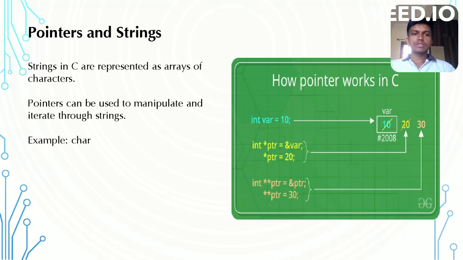Next is pointers and strings. Strings in C are represented as arrays of characters. Pointers can be used to manipulate and iterate through strings. Pointers play a crucial role in string manipulation. A pointer to the first character of a string can be used to access and manipulate the entire string. Functions like strcpy, strlen, and strcat rely on pointers for string operations. Pointers make it possible to pass strings to functions efficiently by passing the memory address of the string's first character. Understanding pointers is essential for effective string handling.